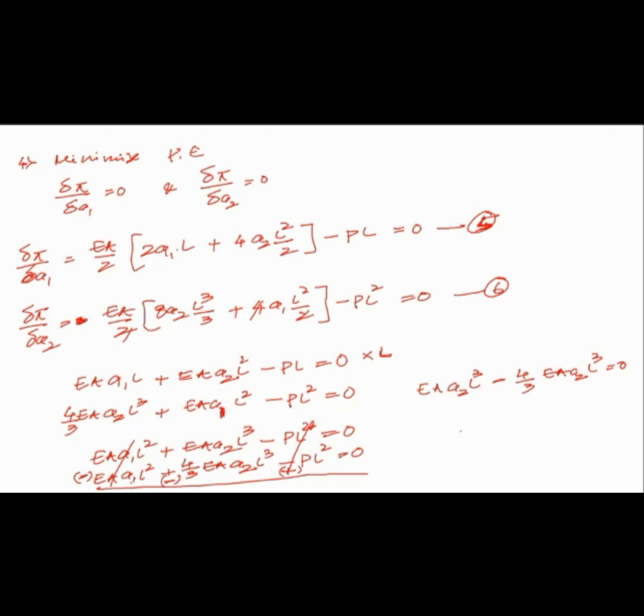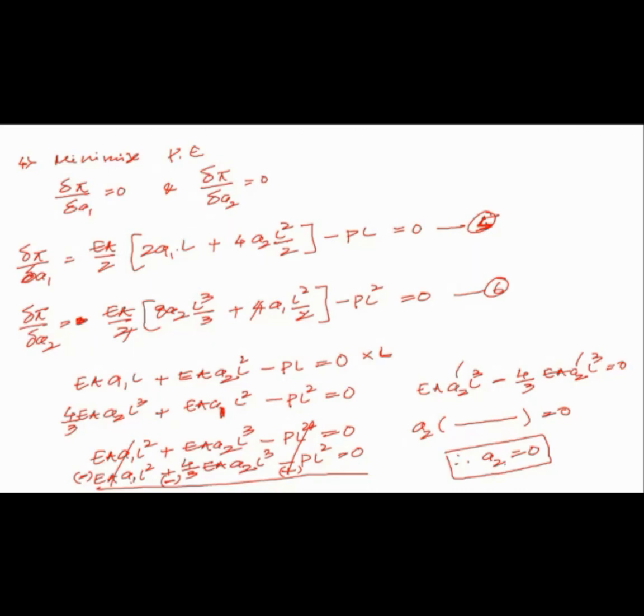What is the value of A2? If I take A2 common from these two terms, whatever term I get here, when I send it to this side, 0 upon anything will become 0. Therefore, my value of A2 is equal to 0. In these two terms, if I take A2 common, what is left out? EA L cube minus 4 by 3 EA L cube. If that term, when I send it to this side, 0 upon anything, it will become 0. Therefore, my value of A2 is equal to 0.